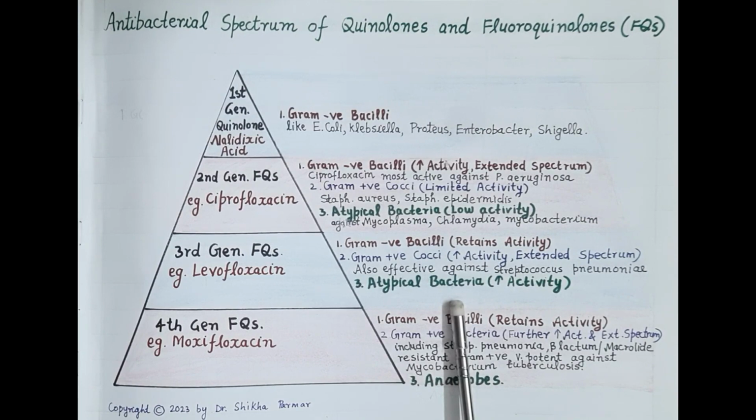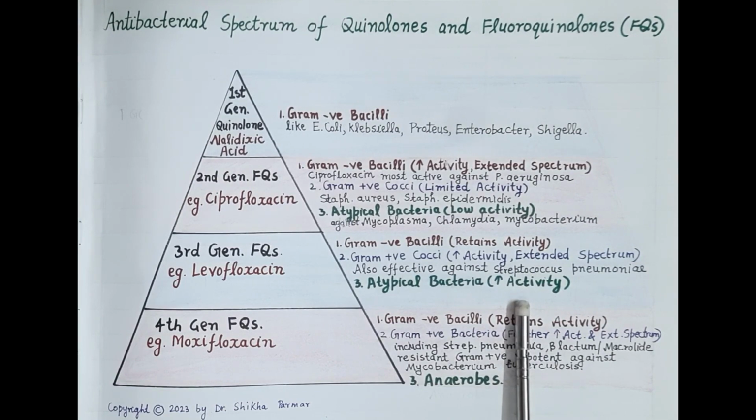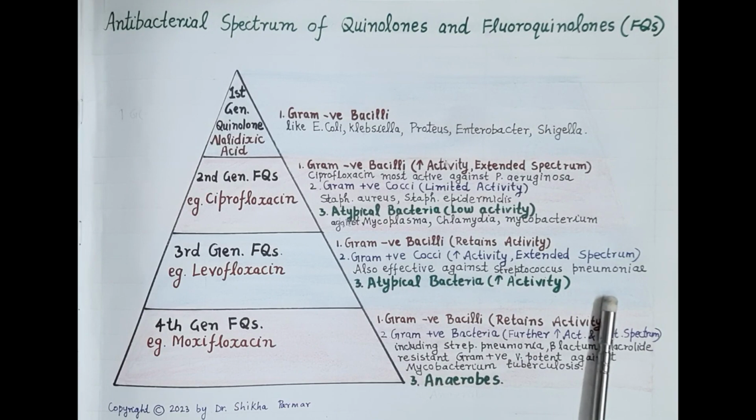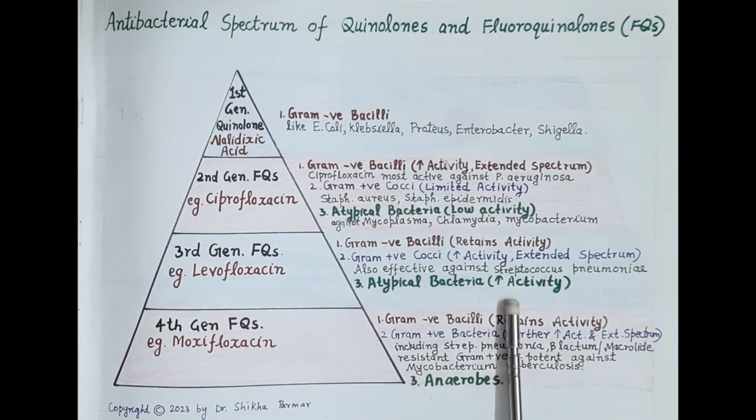As atypical bacteria are the bacteria without cell wall, and these bacteria multiply inside the host cells. So, levofloxacin shows improved activity against atypical bacteria like Mycoplasma, Chlamydia, Mycobacterium. Now, since levofloxacin is effective against Streptococcus pneumonia and it is also effective against Mycoplasma pneumonia, Chlamydia pneumonia, levofloxacin is very effective in the treatment of respiratory infections and is known as respiratory fluoroquinolone.